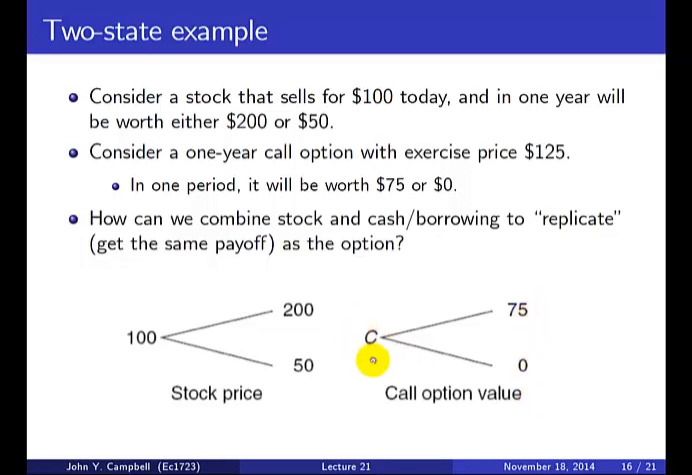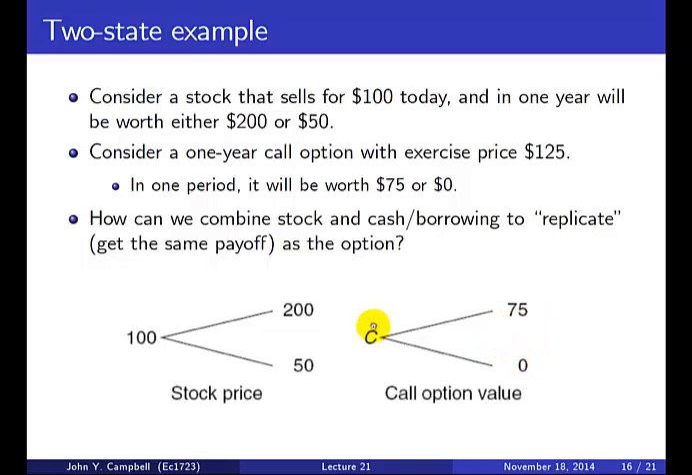We want to know what the call is worth today. And the trick is to figure out how to combine stock and cash or borrowing to replicate the option, which means get the same payoff in a year as the option will give you. Now, we'll work through this in detail in class, but I just want you to look at the diagrams and observe that a first move might be to look at the spread between the good state and the bad state, the up and the down. For the case of the stock, that's 150 spread. Over here, for the case of the option, we've got a spread of only 75.